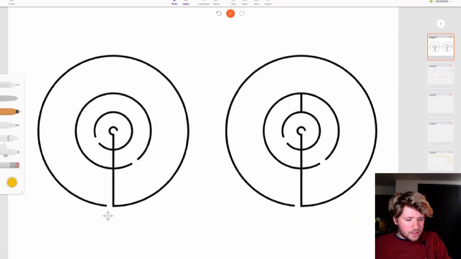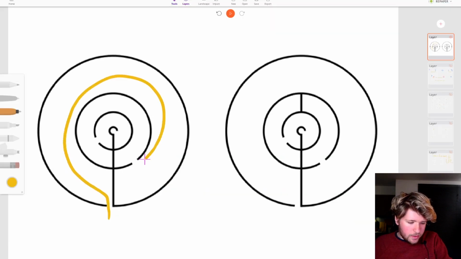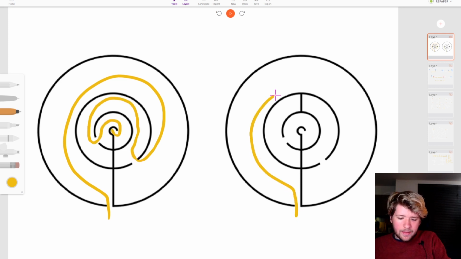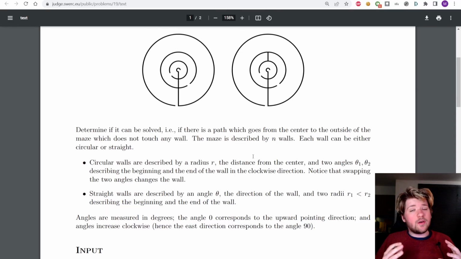In this case, for example, I could just go around here and solve the maze like this. But in the second case, the path that we took is almost the same, but here we will be blocked by a vertical segment, and there's actually no way to join the inside and the outside. This can look a bit complex, but actually there are a few things that make the problem much easier.